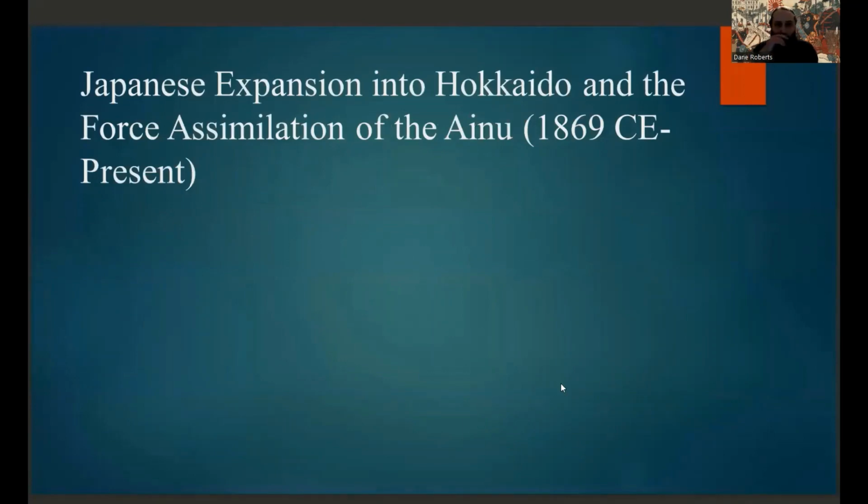So, with that out of the way, we now need to talk about what is essentially a massive elephant in the room that is the Meiji Restoration: the Japanese expansion into Hokkaido and the cultural genocide and forced assimilation of the Ainu, which started in 1869 CE and continues in many ways still into the present, even though the Ainu have gained rights to practice their culture.